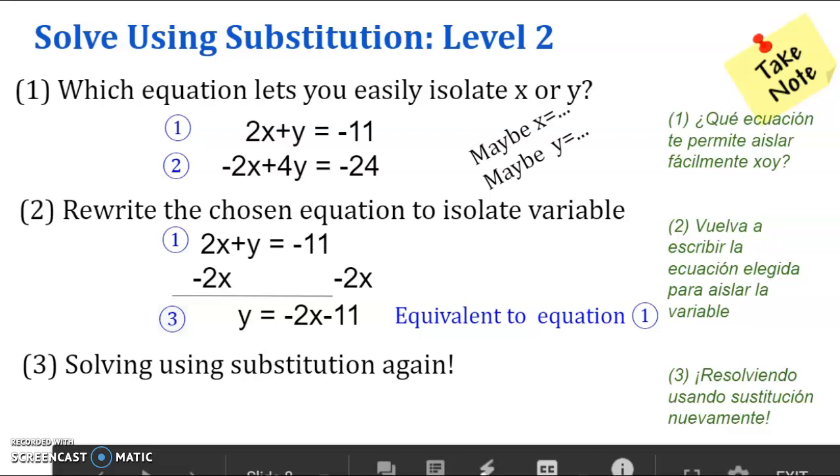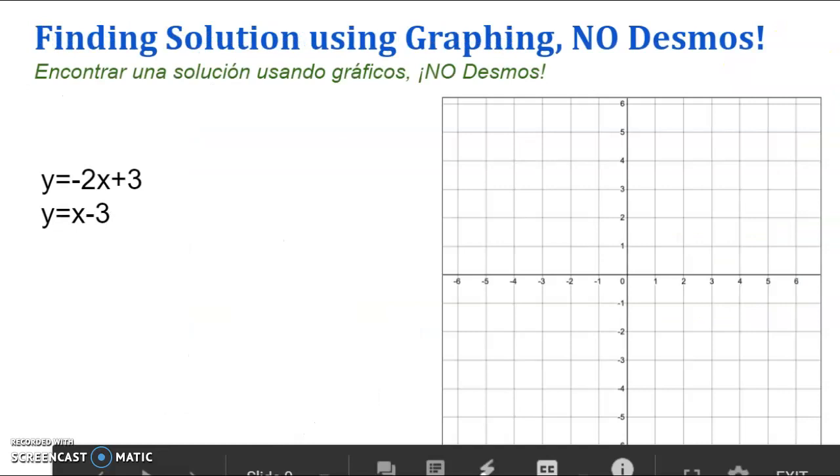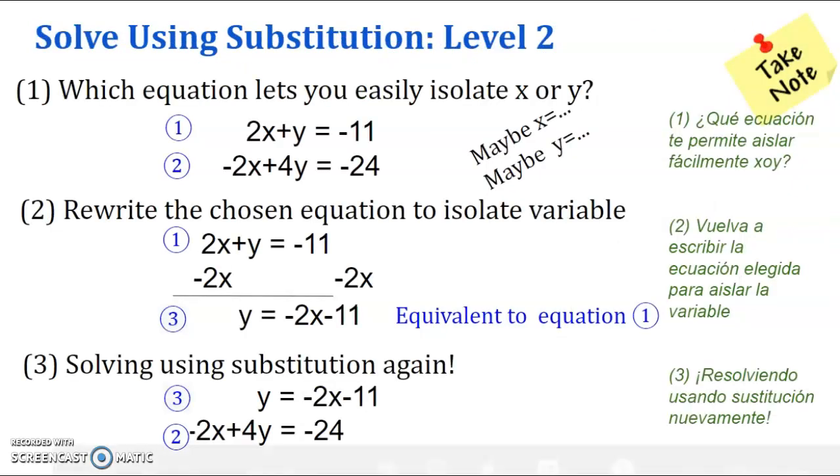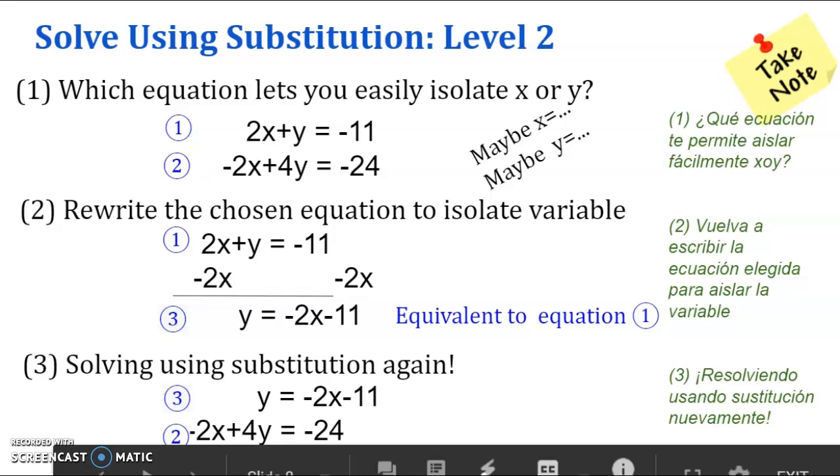Okay, so now solving equation 3 and equation 2 is like solving equation 1 and 2. Then you solve the equations using equation number 3 and equation number 2. And I won't go through that, but you know how to solve using the substitution method.